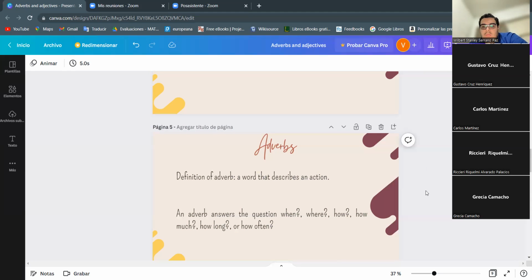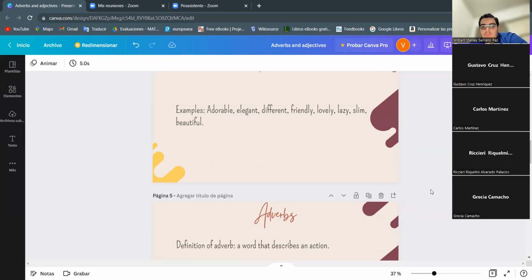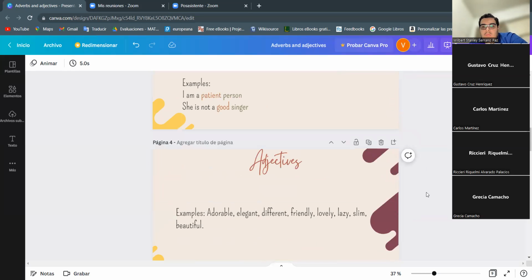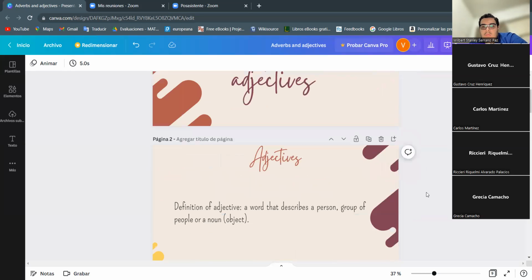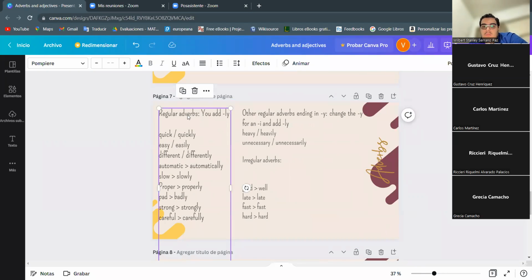Okay, good. What do you describe with an adjective? The action of a people. Nice try. For example, again, no. An adjective, you describe a person. Okay, how a person is. Yes. Okay, good. So can you help us reading this, please?